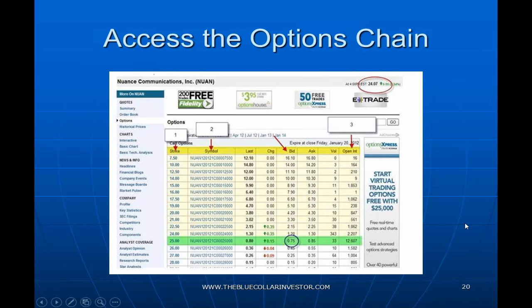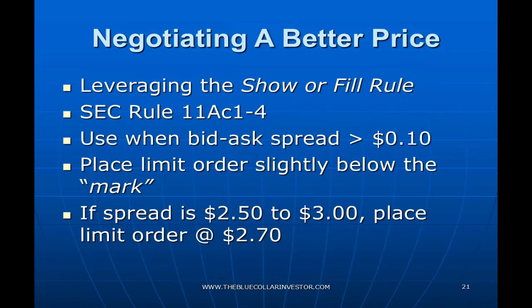Let's get to that negotiating with the market maker. There is an SEC rule known as the show or fill rule. What that says is the market maker must either execute a trade that improves the market, and improving the market simply means putting in an order between the bid and the ask, or he must publish that trade.